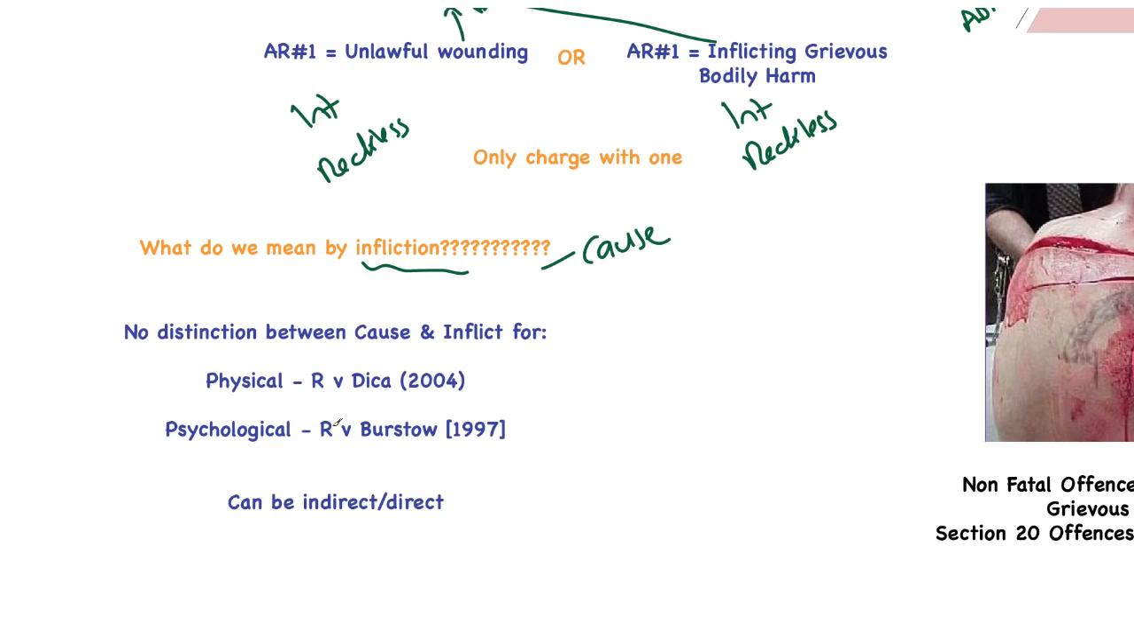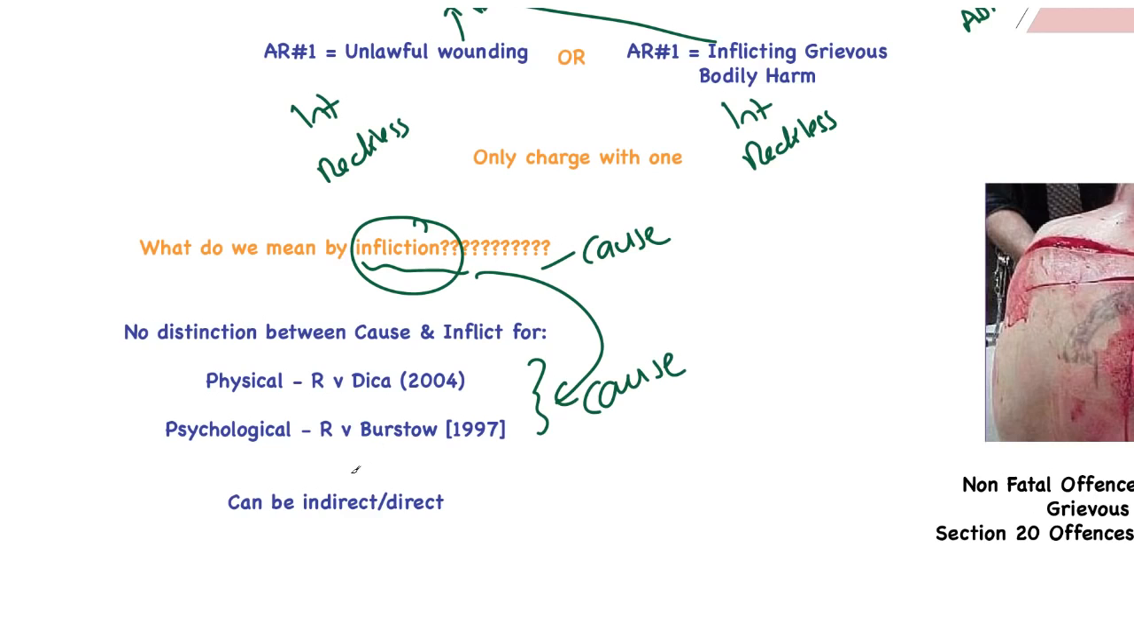Dica is a case in which the defendant infects two women with HIV. He knows that he is infected and he persuades them to have unprotected sex. He did not warn them that he was infected. He is guilty of causing grievous bodily harm under section 20. But what the judge says in both Burstow and in Dica is that infliction means cause. Okay, and it makes no difference whether the outcome is physical or psychological.